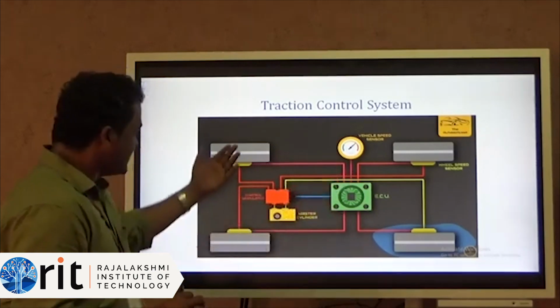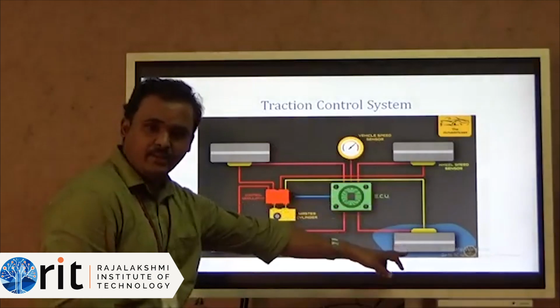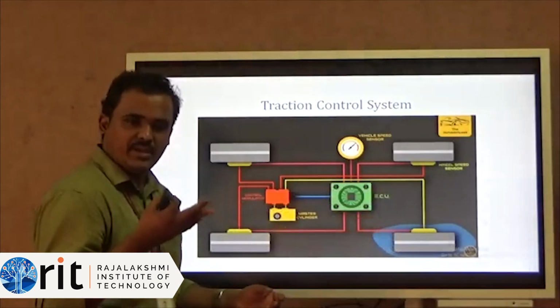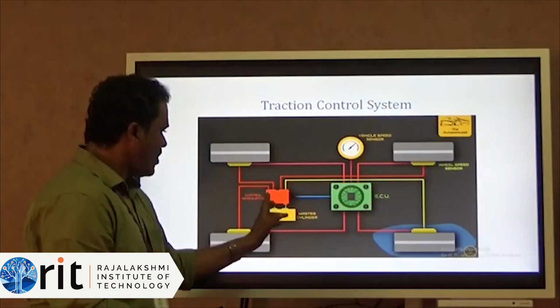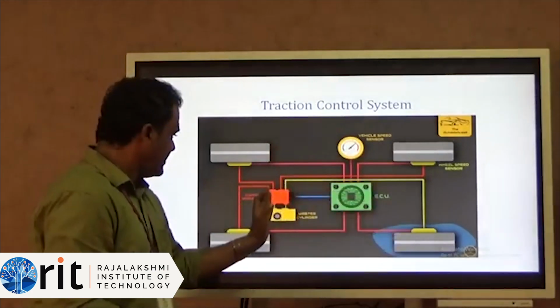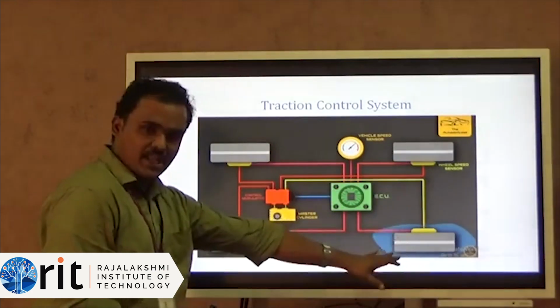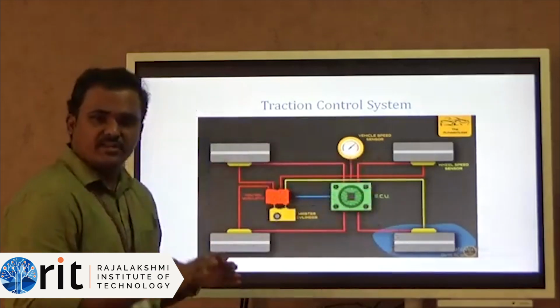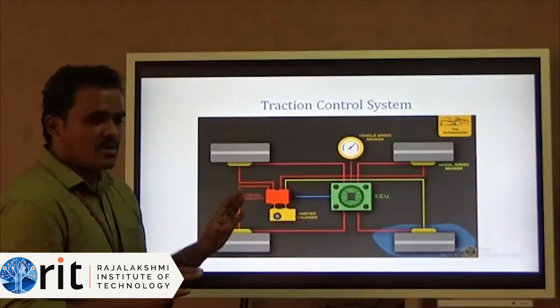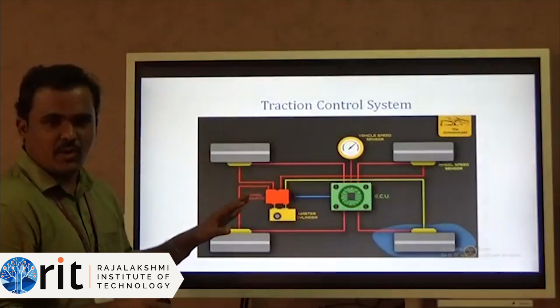If this is 60, this is 60, this is 60, and this is 80, I have to reduce it from 80 to 60. So the control modulator connects to the braking system. The braking system will apply the brake to this wheel alone to make each and every wheel rotate in the normal way. So the traction control is achieved. This is a traction control unit.